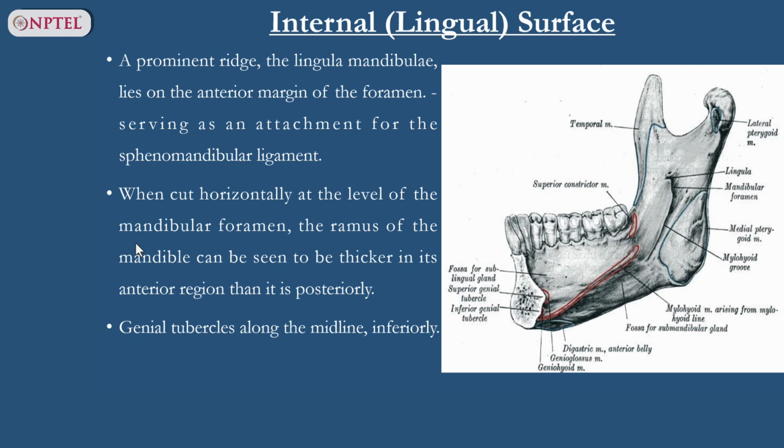When cut horizontally at the level of the mandibular foramen, the ramus of the mandible can be seen to be thicker in the anterior region than the posterior. There are two pairs of geniotubercles present in the midline on the lingual surface, the superior geniotubercle and the inferior geniotubercle. The superior geniotubercle gives origin to the genioglossus muscle, whereas the inferior geniotubercle gives origin to the geniohyoid muscles.